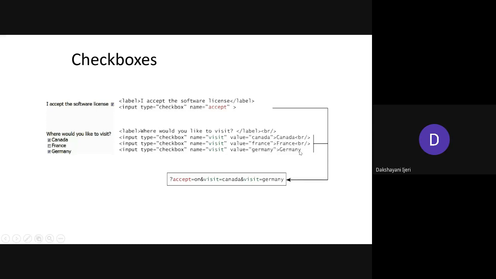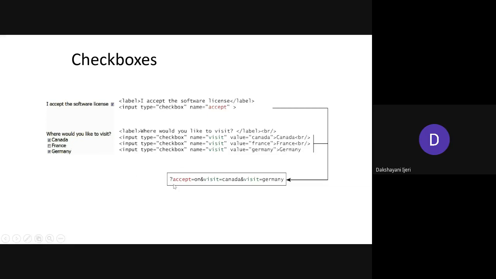How this will be sent, how the query string will be constructed, has been given here. For example, in this case two options have been selected by the user. Since it is a checkbox, it allows the user to select more than one option. Canada and Germany have been selected, and you can see here how it will be indicated to the server that these two options have been selected by the user.